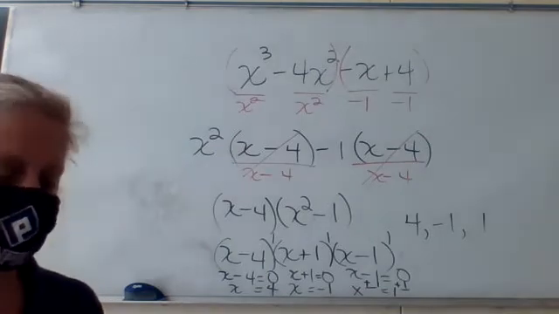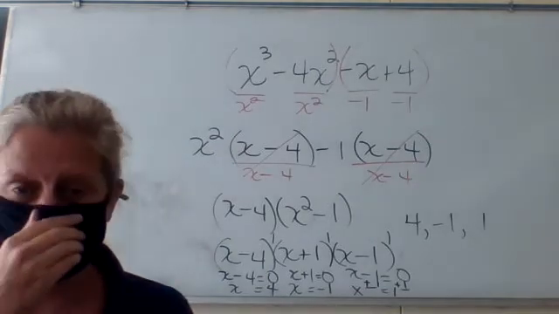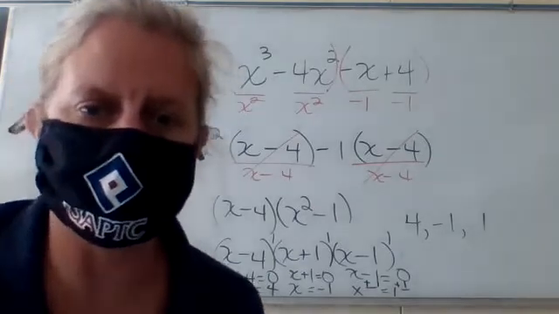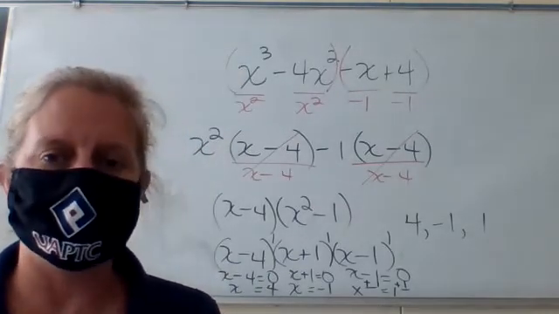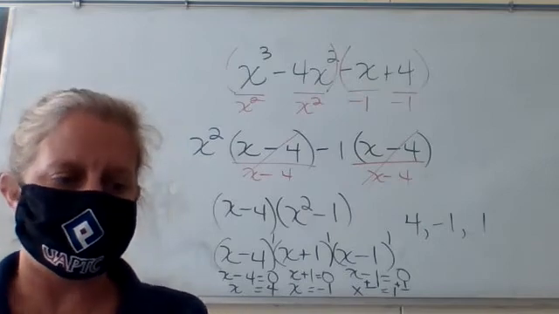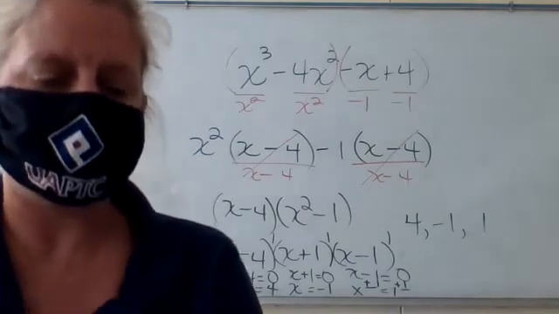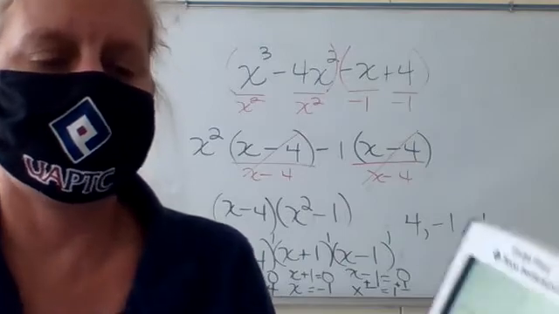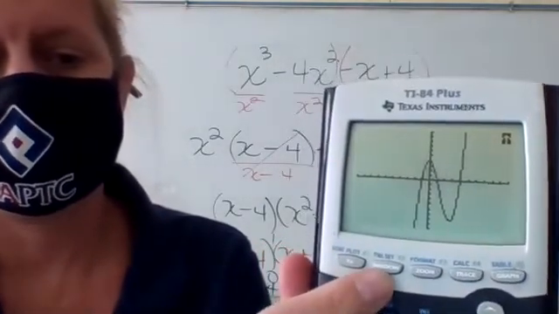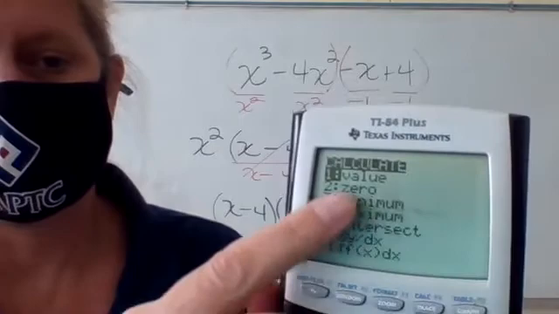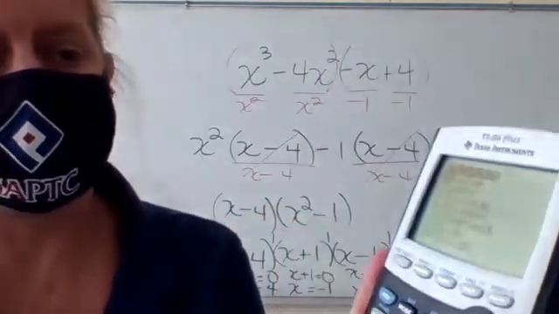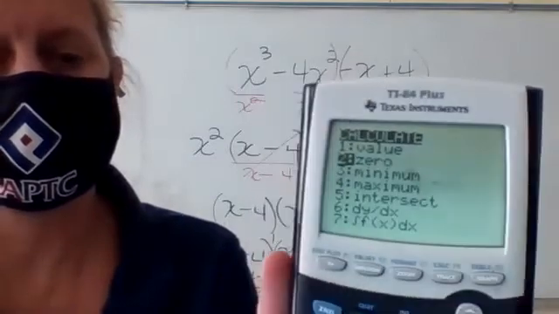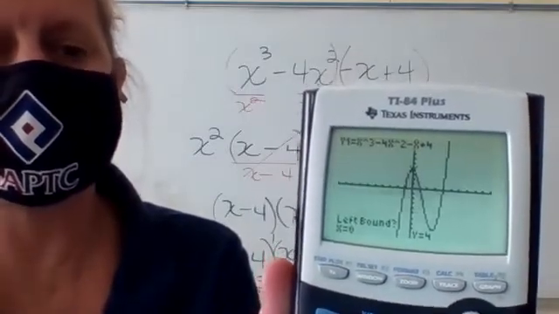Another way to do this, there is a zero function in your calculator. It doesn't tell you the multiplicity, but it would definitely help you with a problem like this. If you go to second calc, look what number 2 is. Zero. So go down to number 2. I want you to find the zeros.